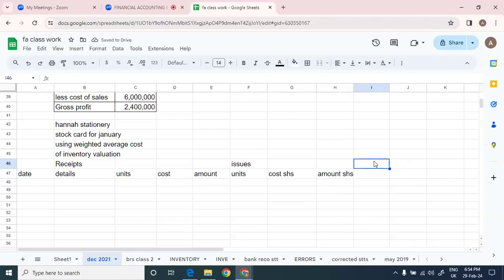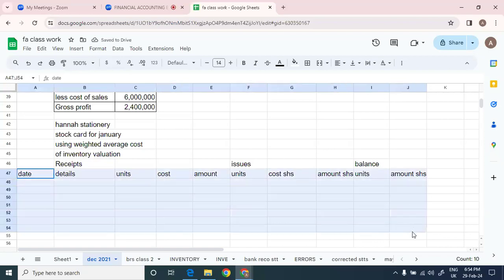We come, shall have our balance, shall have a balance. In balance, we said we have units. Then we have amount in shillings. So this is my table up to here.